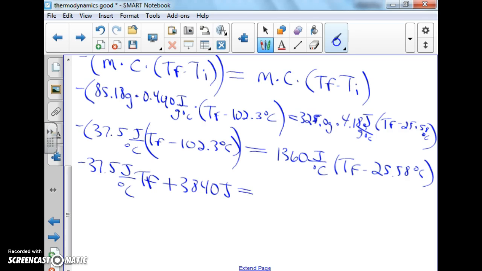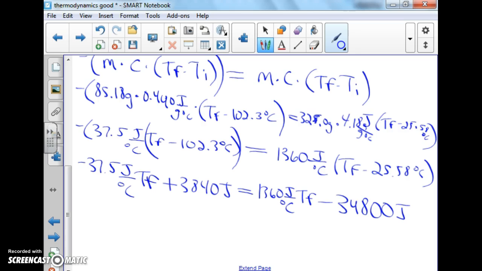Basically the same kind of thing on the other side. I'm going to take 1360 joules per degrees Celsius TF minus, because there's no negative symbol to carry through, so it's going to still be minus, and then I'm going to multiply 1360 times 25.58, and with sig figs, I get 34,800 joules, because degrees Celsius would cancel, because joules per degrees Celsius times Celsius gives me joules.